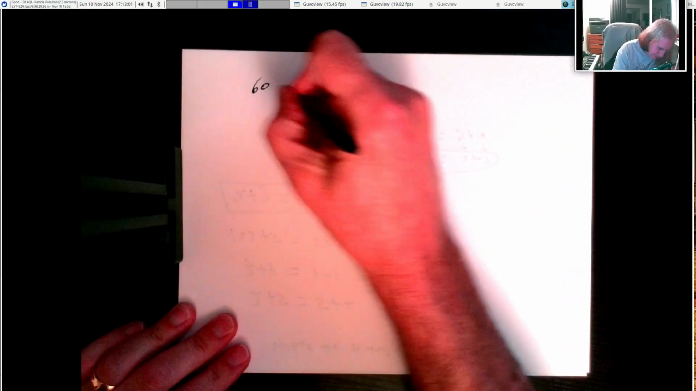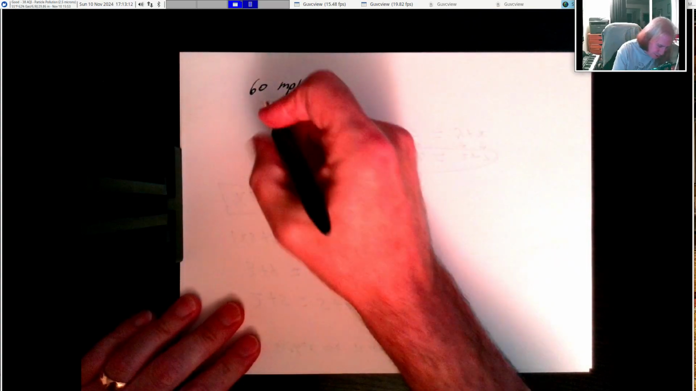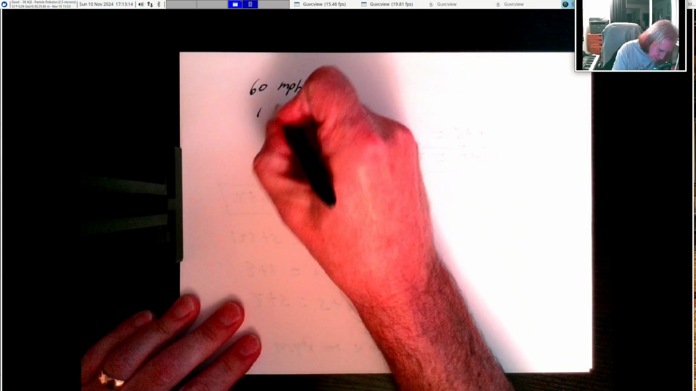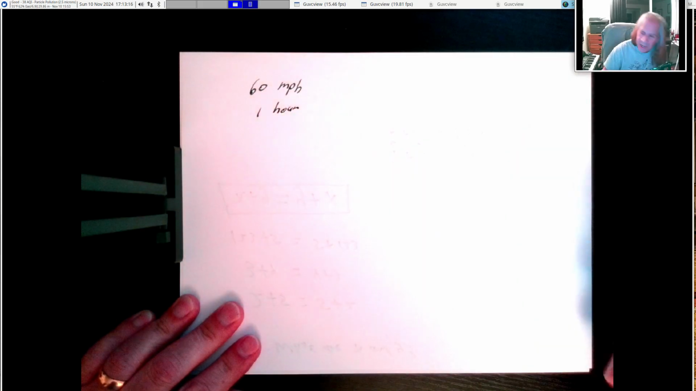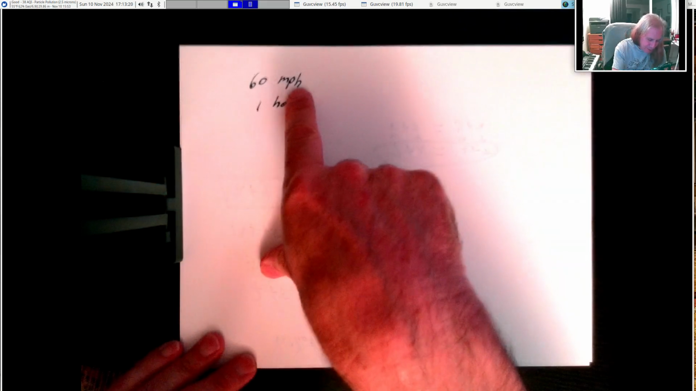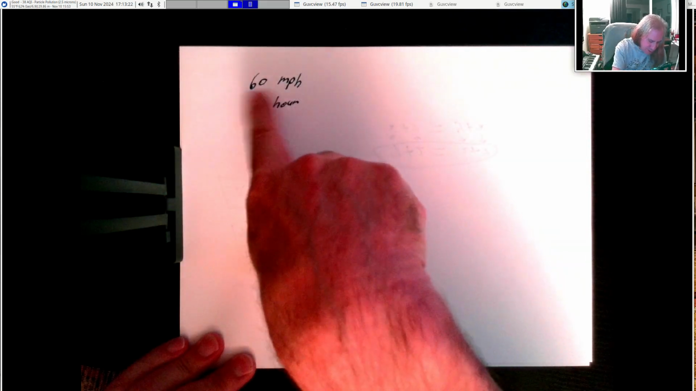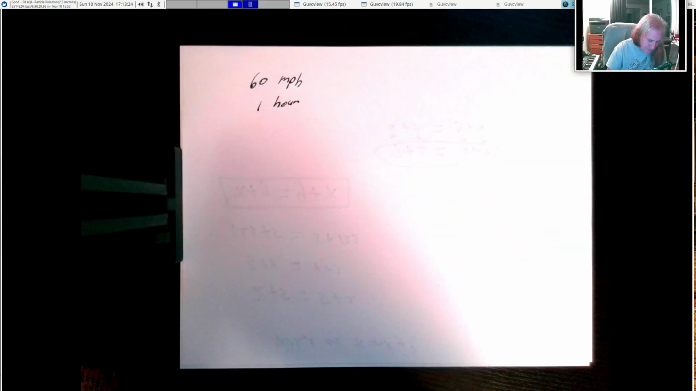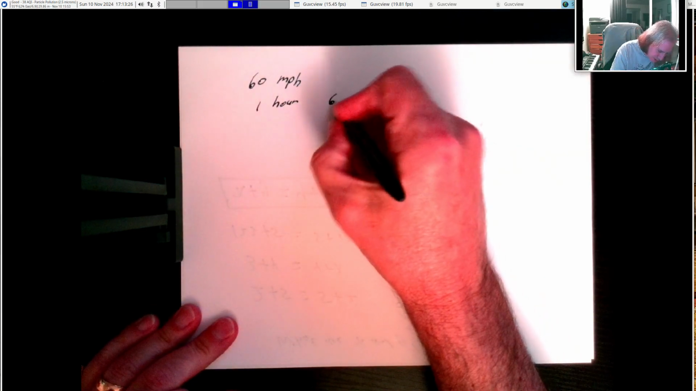Imagine you're driving in a car and you're driving at 60 miles per hour. You can substitute kilometers if you prefer, but you're driving at 60 miles an hour. And suppose you drive for 1 hour. How far are you going to travel? Well, 60 miles per hour means in 1 hour you drive 60 miles. So this is going to be 60 miles.